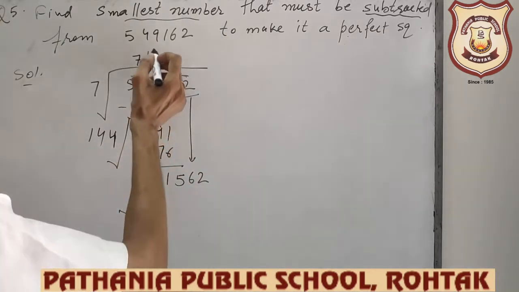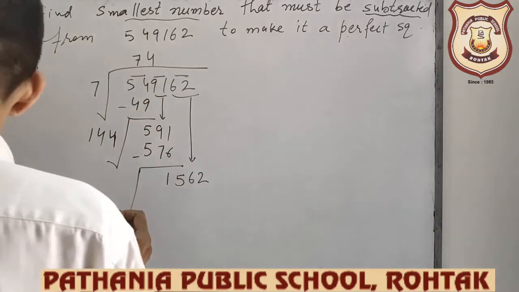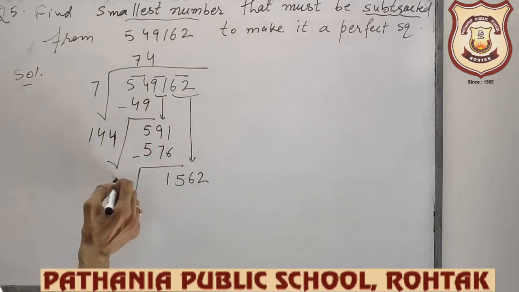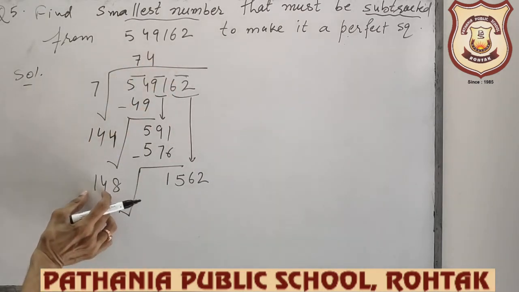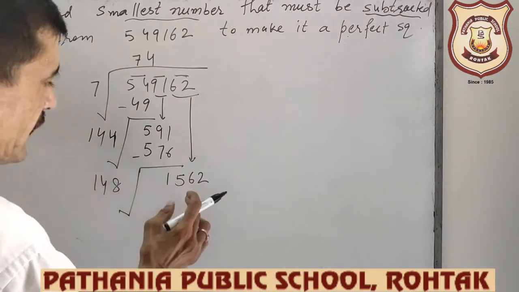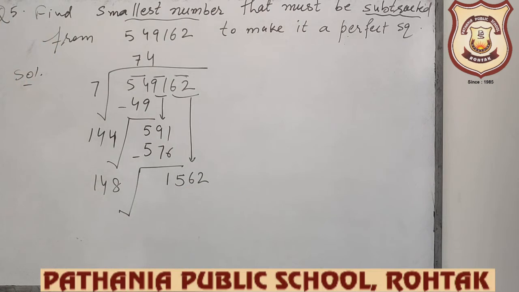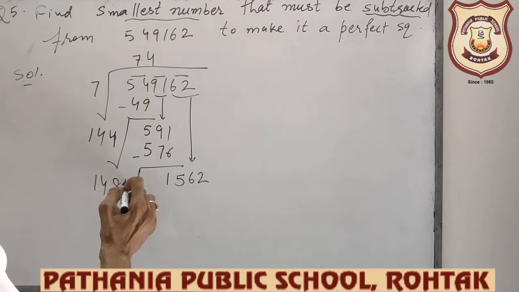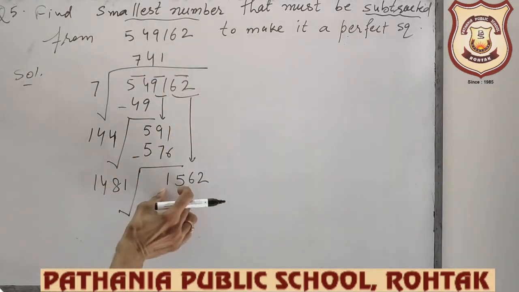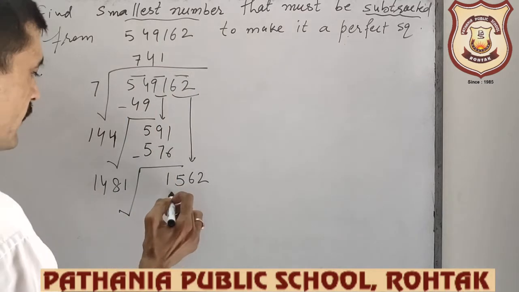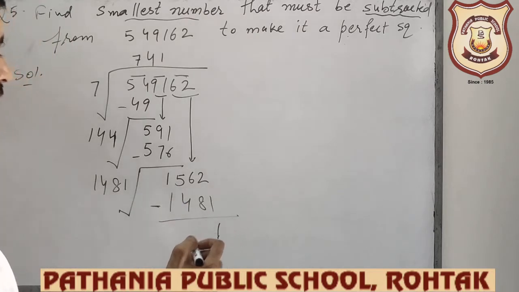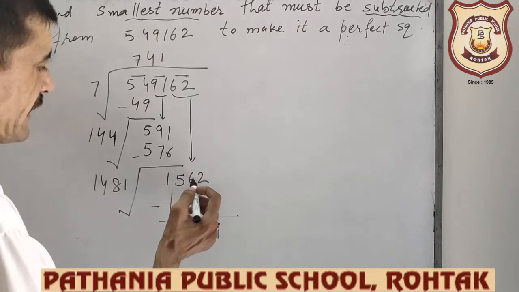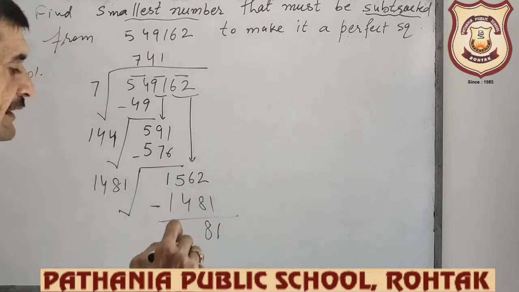Now what should be the next step? Double of 74. What is the double of 74? 2 fours are 8, 2 sevens are 14, 148. Now take the 148 table up to 1562, and take the table to 1. What is that? 1. Because 148 1s are 148, it will go on 1. 1481 will come here. Subtract. 2 minus 1 is 1, 16 minus 8, take carry 8. 81 is the remainder.